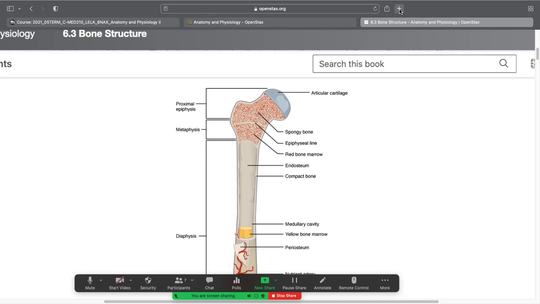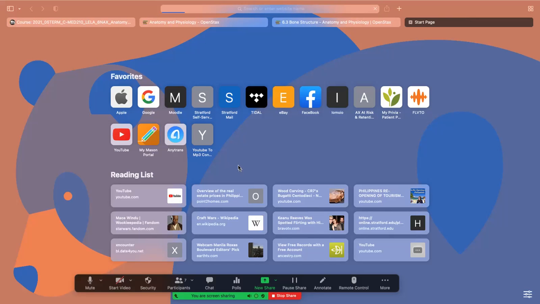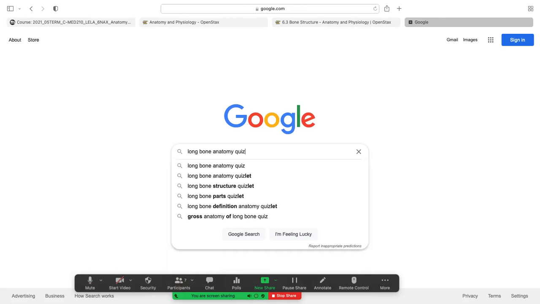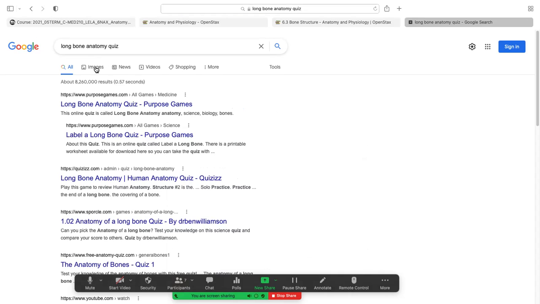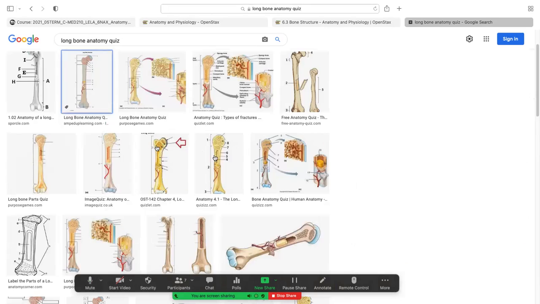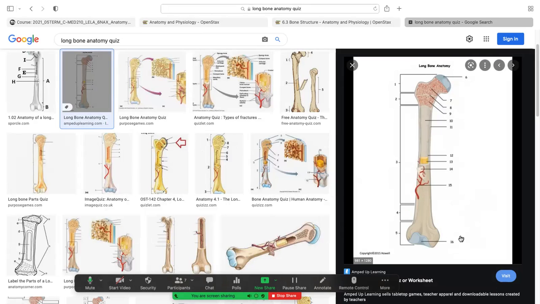Hey, watch this. When I go home, do this. Let's see, what picture? It looks just like ours. Oh, look here. Can I do this?